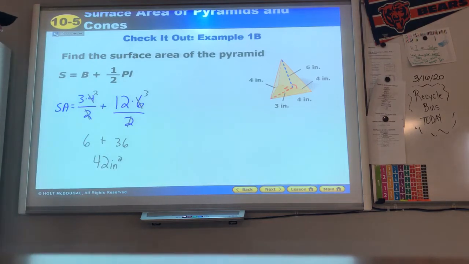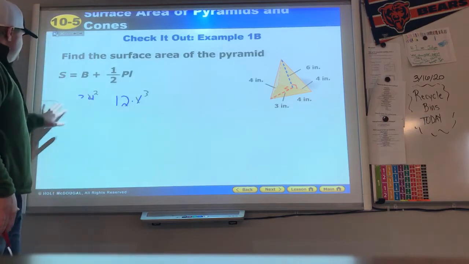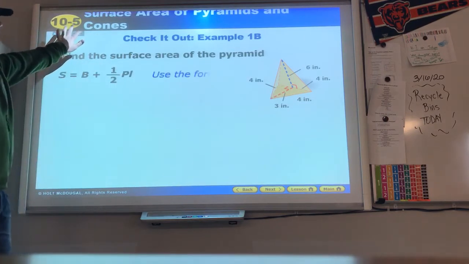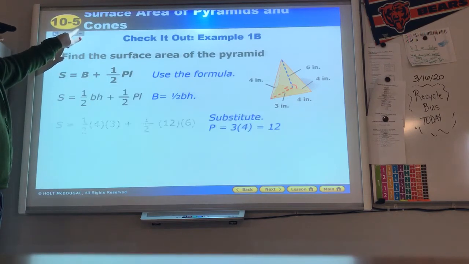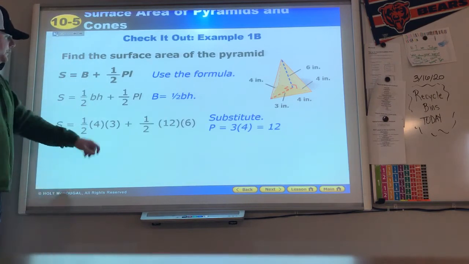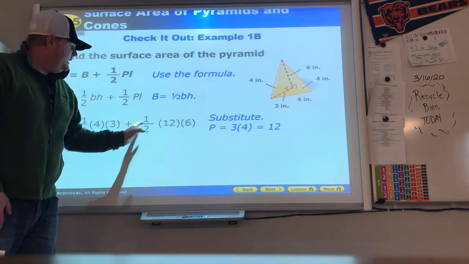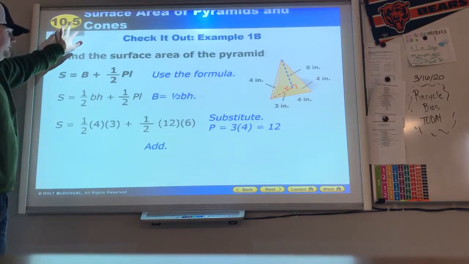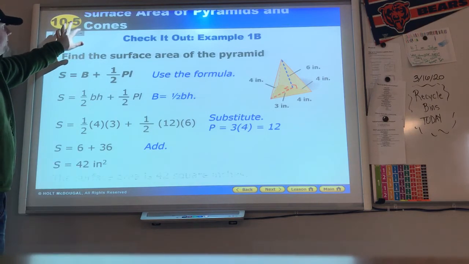All right. Let's check out what they got, and then we're on to cones. They're plugging these items in. 4 times 3 divided by 2. 12 for the perimeter. 6 for the length, the slant height. Do the math. And you get 42 inches squared.